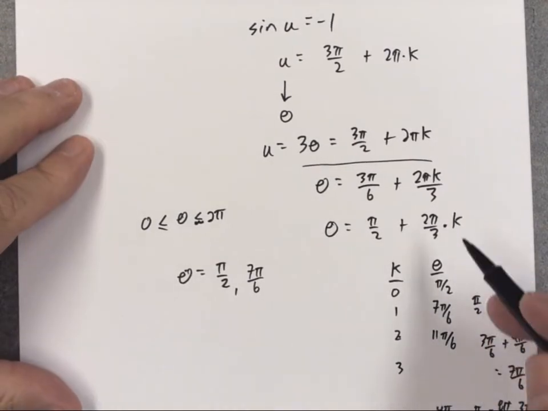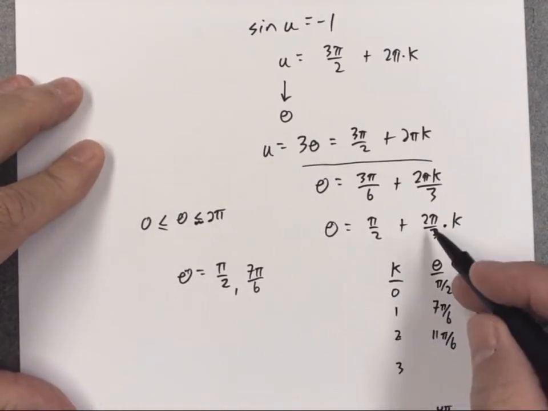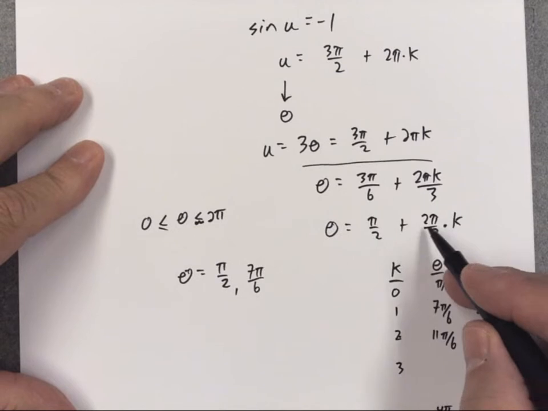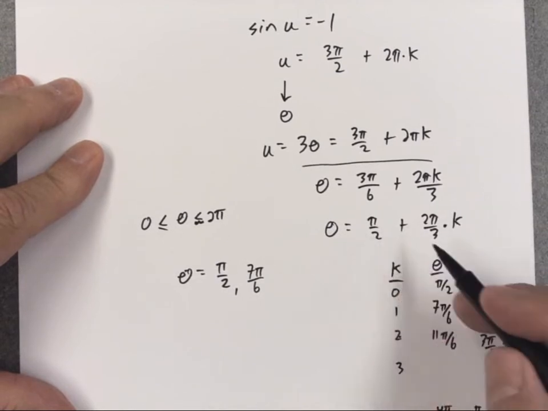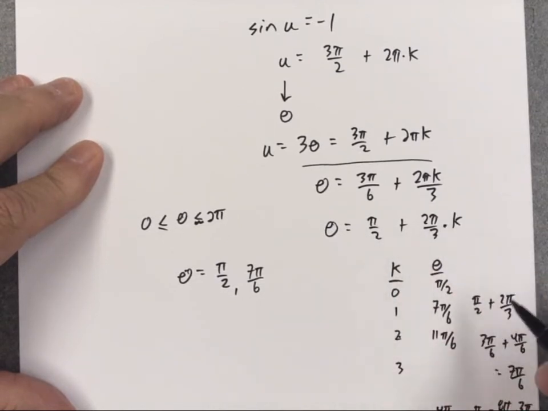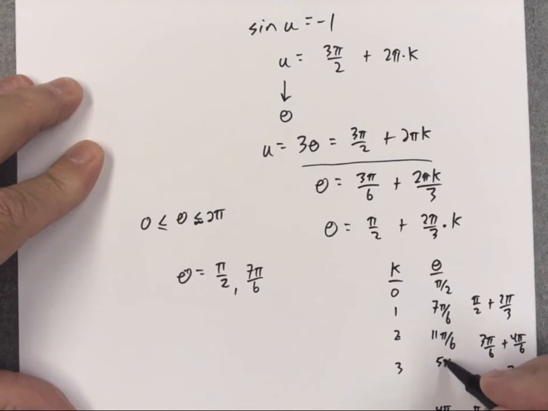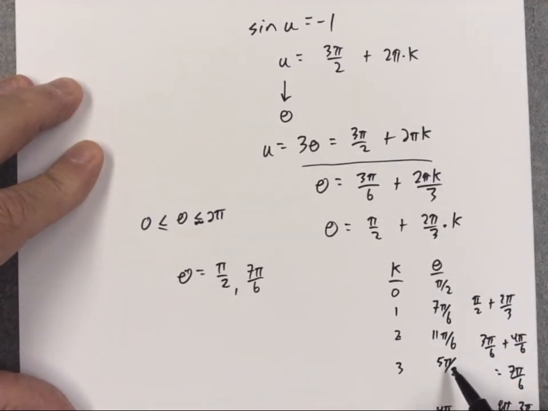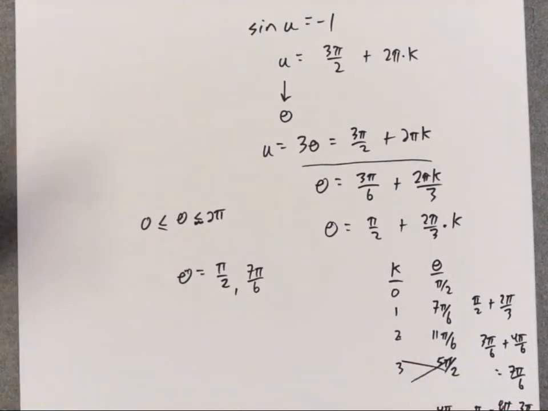When k is 3, well, that's easy because this is going to be 2 pi plus pi over 2, which is 5 pi over 2. Then you notice all of a sudden my angle is larger than 2 pi, so I stop here. I don't have to keep going because now I'm out of where they want the answer to be.